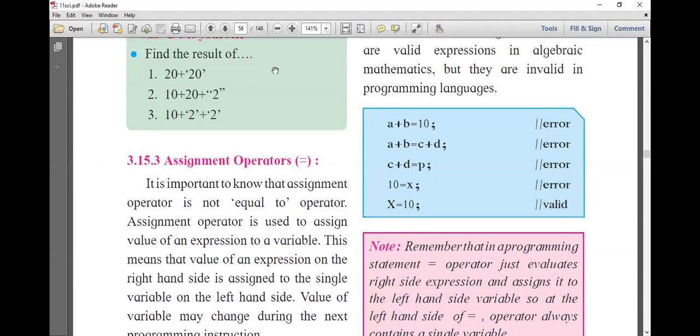We already studied that a is equal to 4 means the value 4 is assigned to a. We also write like this, a is equal to b plus c, which means we assign an expression to a. So this is the value, and this is called an expression. You can assign any expression to a variable.